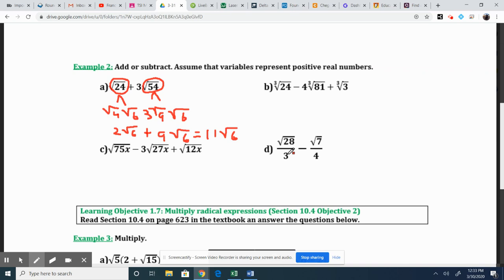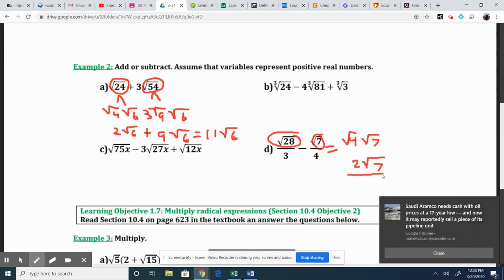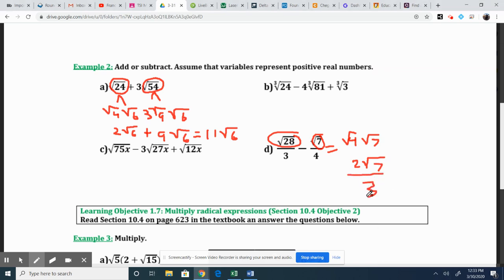Now looking ahead at example D, what we need to do first is, that square root of 7 we can't really simplify, so we're going to have to simplify square root of 28. And that ends up simplifying to square root of 4, square root of 7, which would be 2 square roots of 7 over 3 minus square root of 7 over 4.